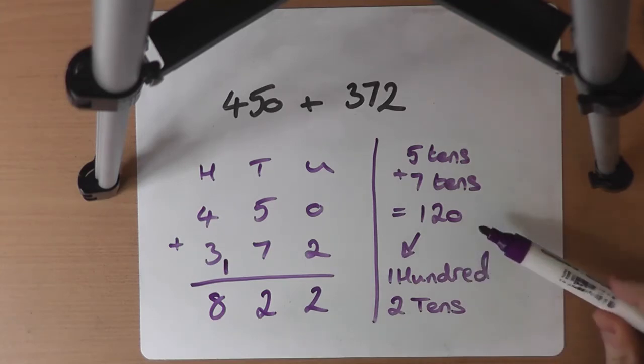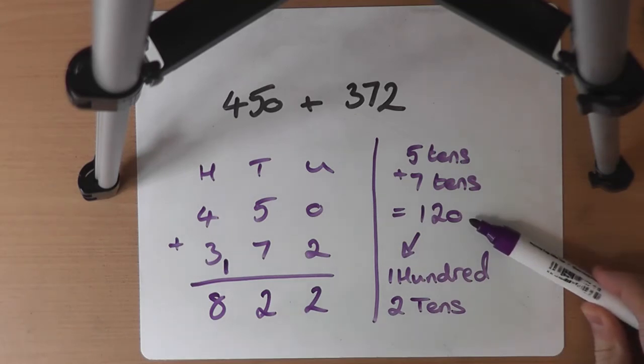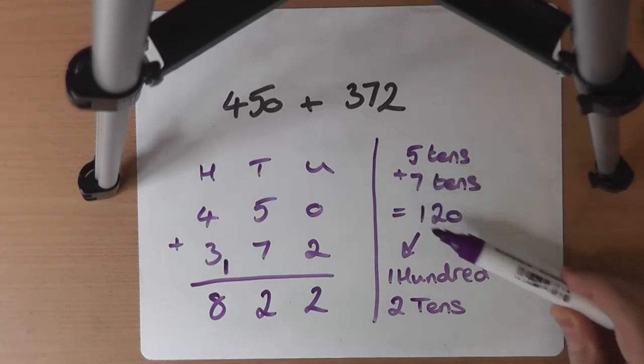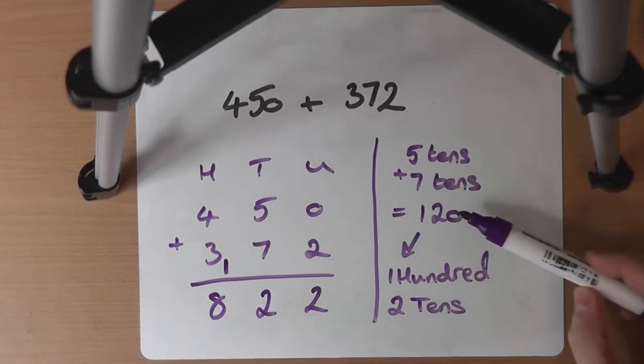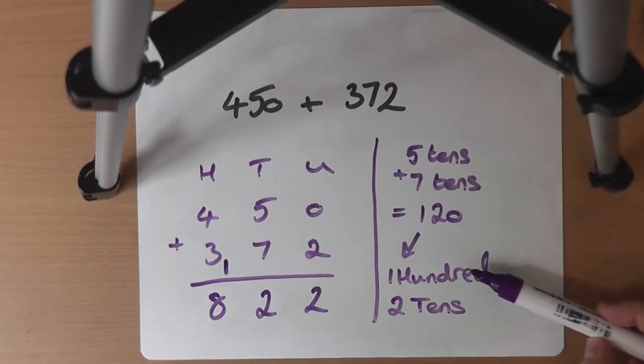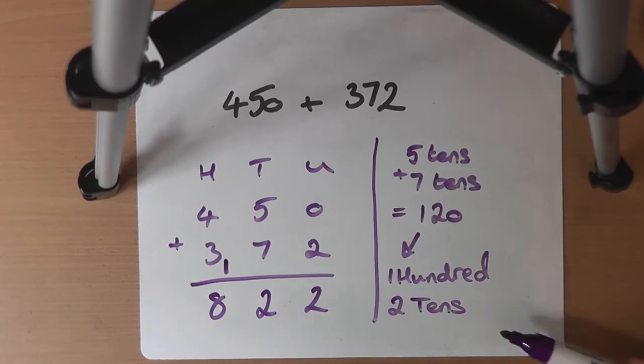We've swapped 120. We've swapped 12 tens. 5 and 7 is 12 tens. We've swapped a 12 for a 100 and 2 tens. We haven't carried anything. Although again, the method is exactly the same as what you might have already expected.